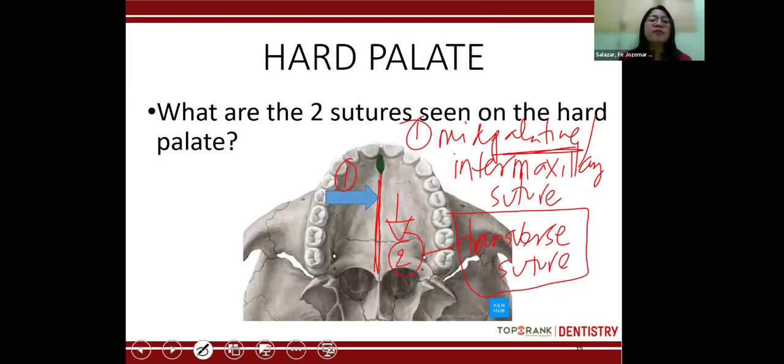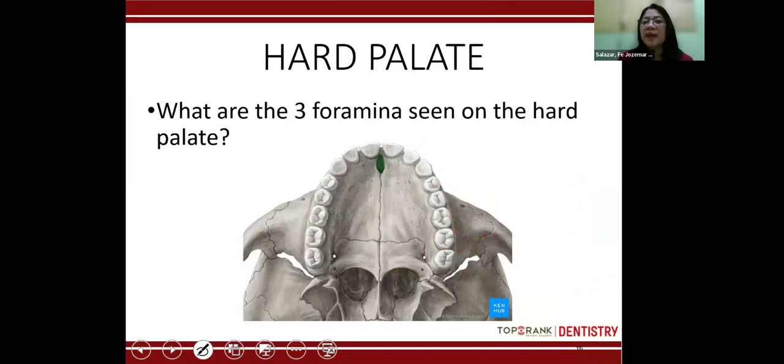Alright? Okay, so you have the two sutures joining the bones of the hard palate. You have the mid-palatine or the intermaxillary suture between the two palatine shelves. And you have the transverse suture between the maxilla and the palatine bone. Okay, now, what else can we find in hard palate?